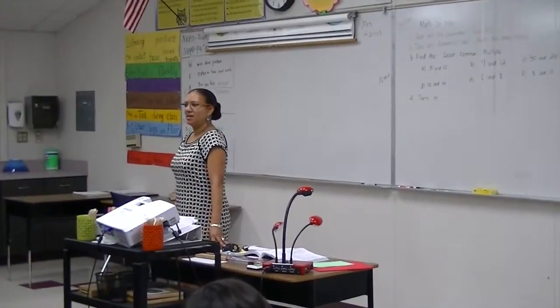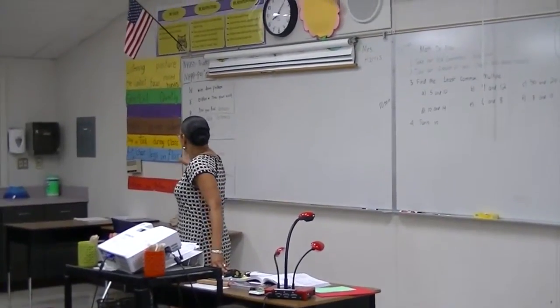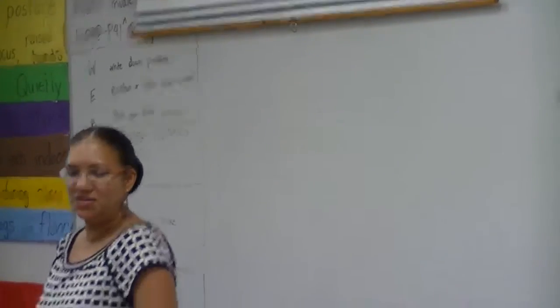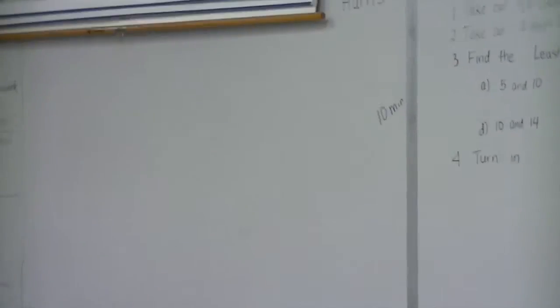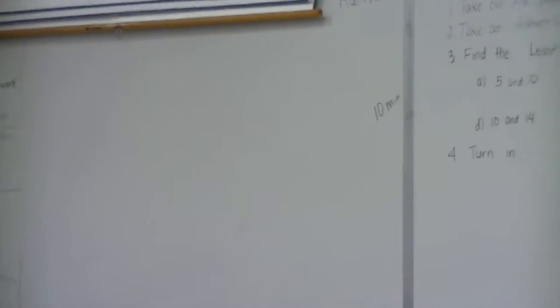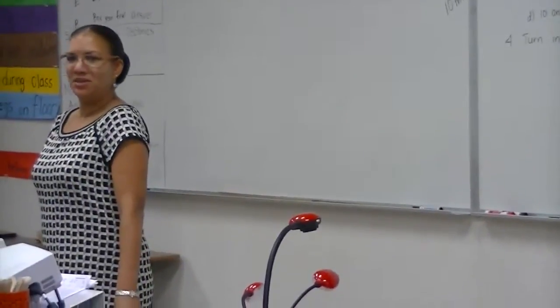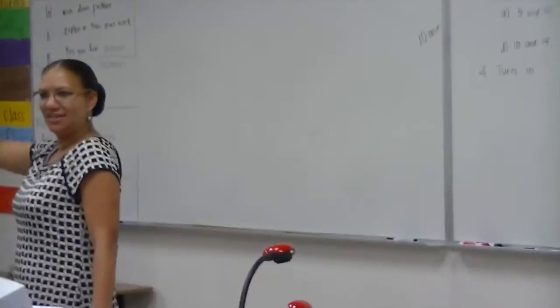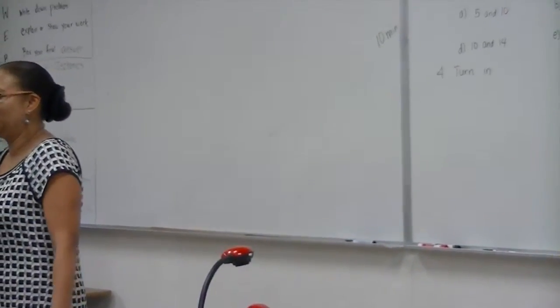Fractions with unlike denominators. Adding and subtracting fractions with unlike denominators. So the first thing we're going to do is warm up with finding the least common multiple. You're familiar with finding the least common multiple? For review, someone tell me what the least common multiple is.